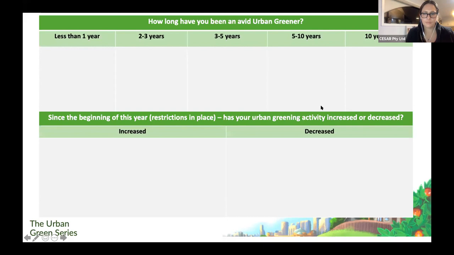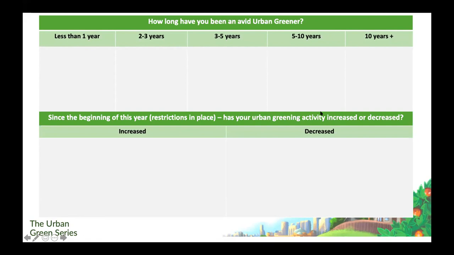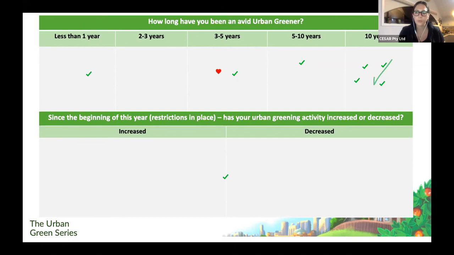Great, thank you. So what we'll do, just to round up, if you use one of the stickers, so I think there are ticks and hearts and stars, and it doesn't matter which you use, let us know, how long have you been an avid urban greener? So how long have you been gardening? Doesn't matter where. Just let us know to get a sense of what level of experience you've all got. And while you're doing that, if you have any questions about the last talk, please feel free to ask.